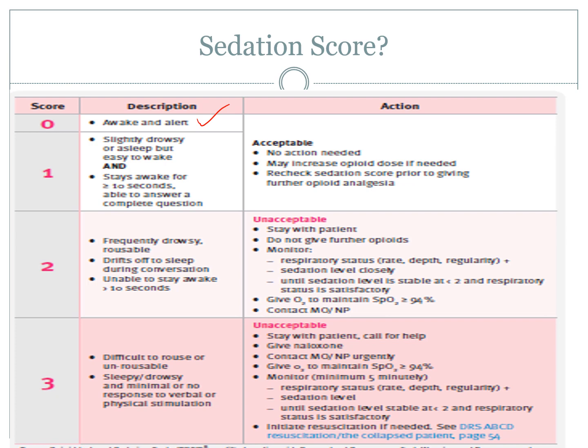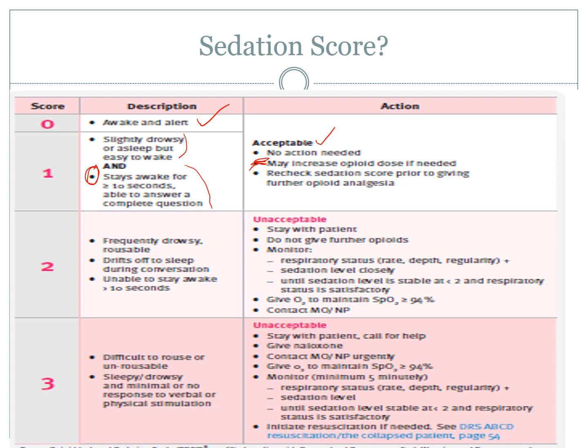If they are slightly drowsy, they're asleep, but they're easy to wake up, and they can stay awake for greater than 10 seconds, then you can give them more of a dose if they are in pain. But realistically, if somebody is asleep and falling asleep just after 10 seconds, from an acute setting, that's quite comfortable. Okay, when you start moving into prolonged care and they're waking up in pain, but then falling back to sleep, then you can start looking at giving more of a dose. Okay, maybe a smaller dose, but you can give more.